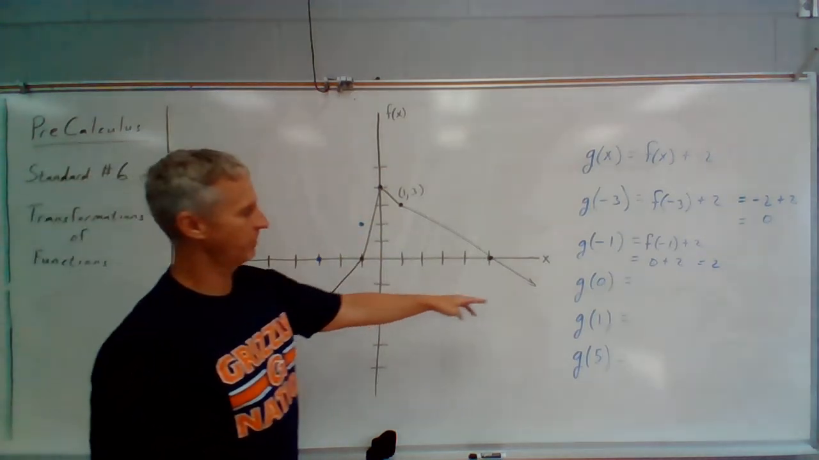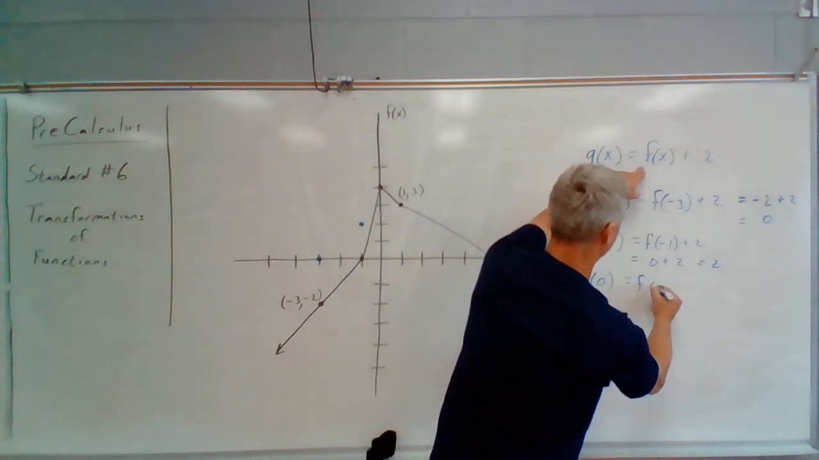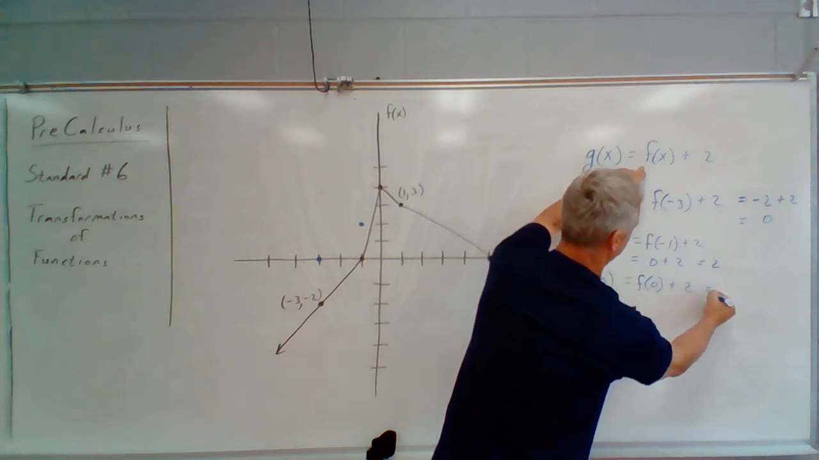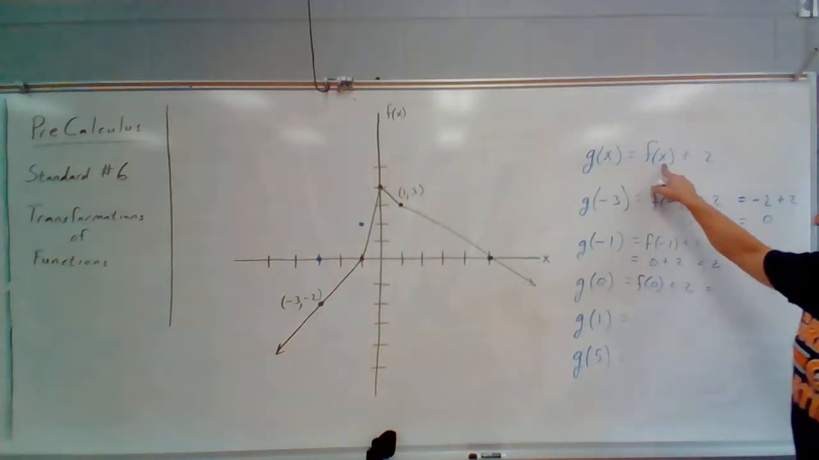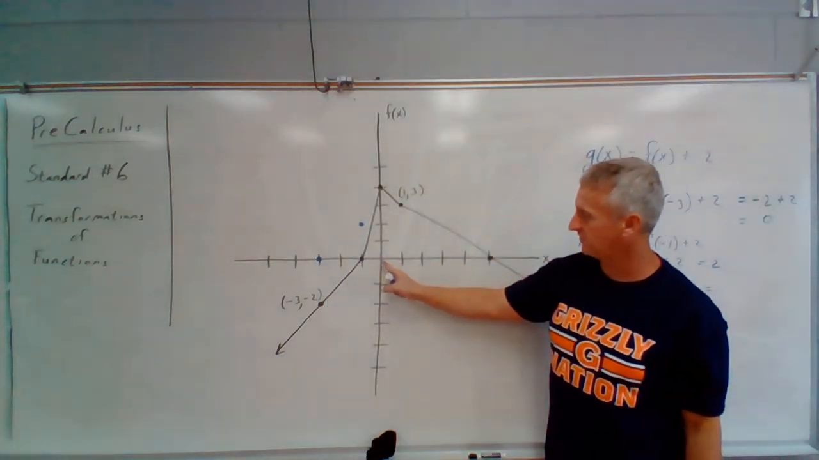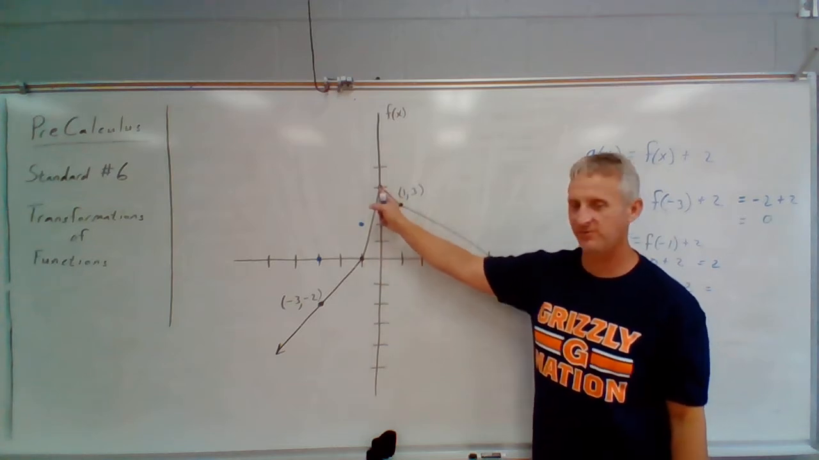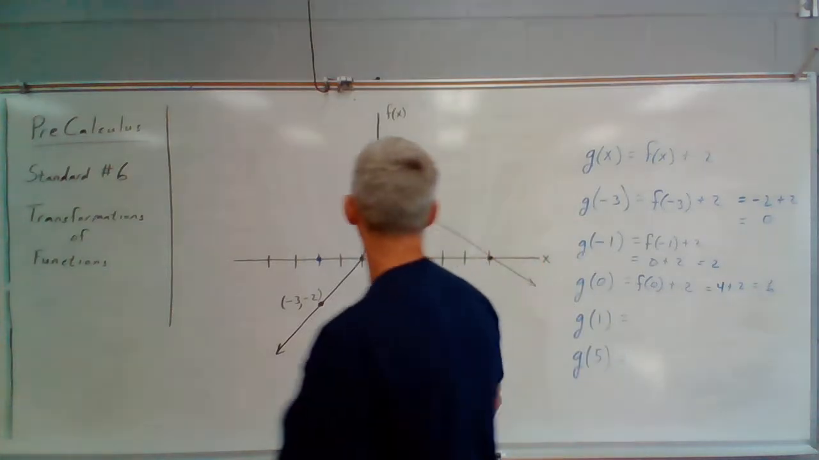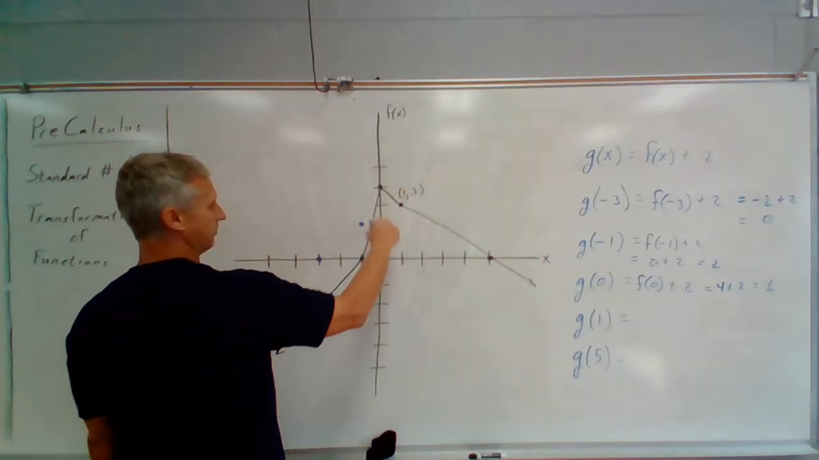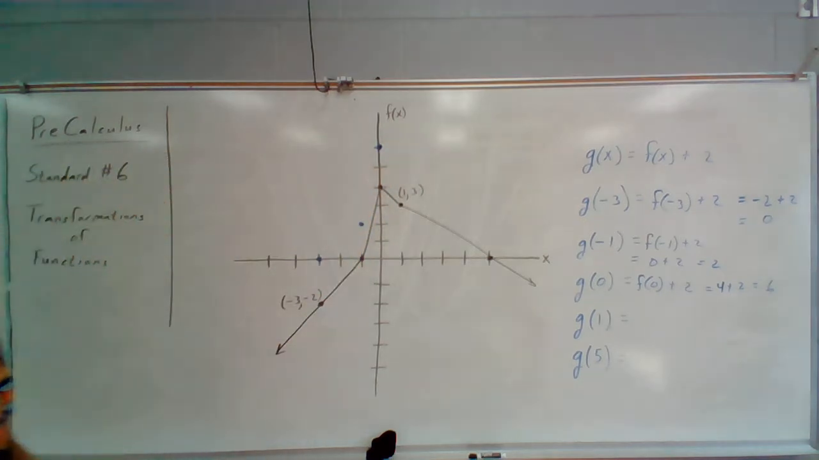G of 0, plugging 0 into the g function would be the same as plugging 0 into the original function and then adding 2. F of 0, again, I don't have an equation, but I can look at the graph. F of 0 was 1, 2, 3, was 4. So I get 4 plus 2, which is 6. 1, 2, 3, 4, 5, 6. I have that point.